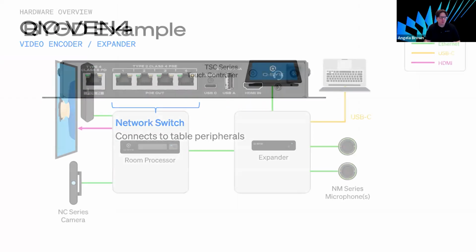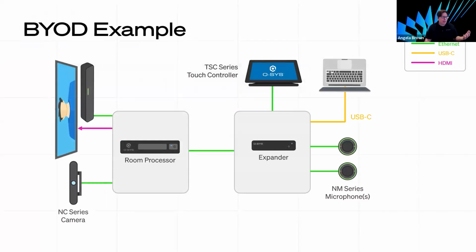And we've talked about the network switch. So what this would look like in a small system is you have, again, the room processor. This is just a BYOD system where you can see all those green cables. If you have an HDMI cable or a USB-C cable, those are all very, very short runs, and still only that one network cable between the display and the table.